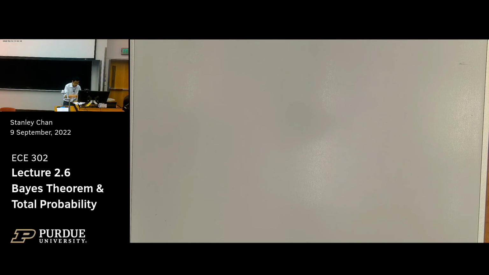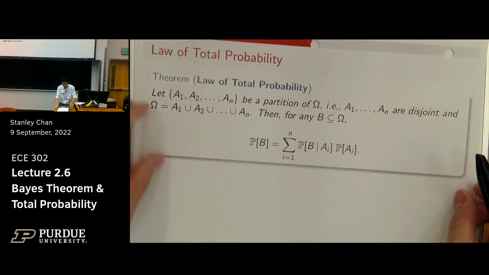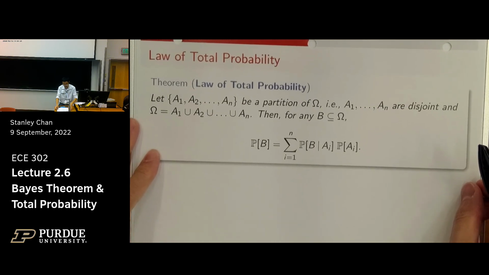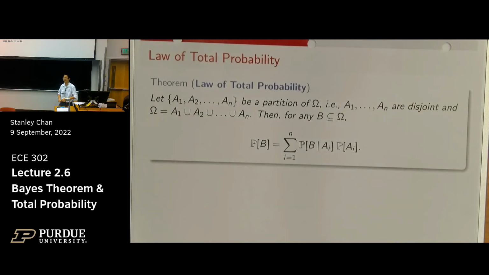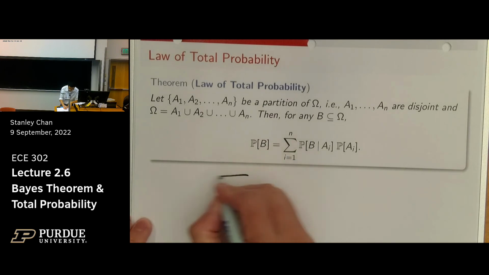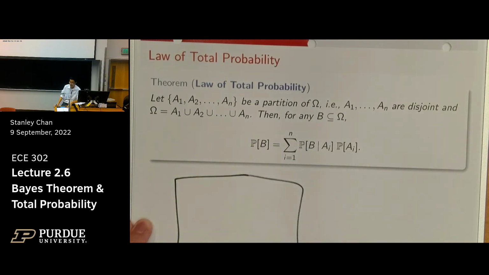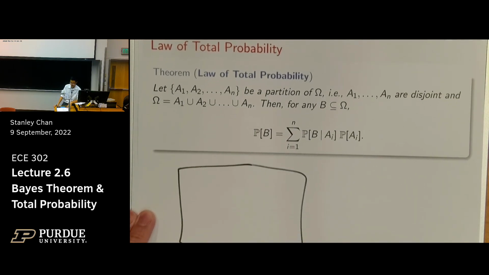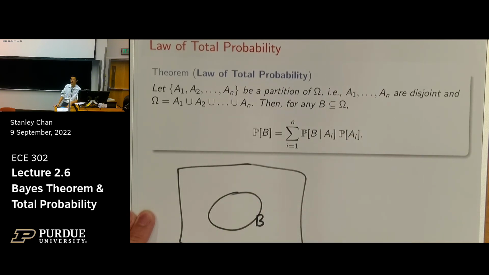Okay. Now, there is another tool that we're going to learn. It looks extremely complicated, but it's actually very easy. Let me explain what's going on here. This is called the law of total probability. What it says is the following. I have a sample space, and then I have an event called B. How do I calculate the size of B?